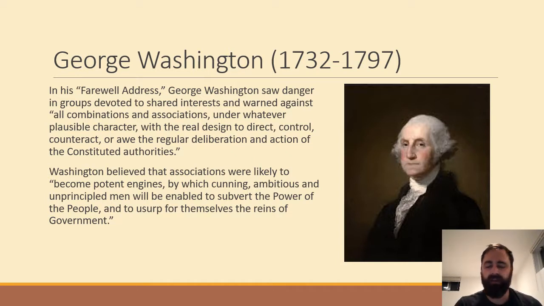Okay, so if we compare Washington and Madison, Washington was kind of like Hobbes. He was a little bit leery and worried that through associations, certain people would gain power beyond those who were given authority through democracy.